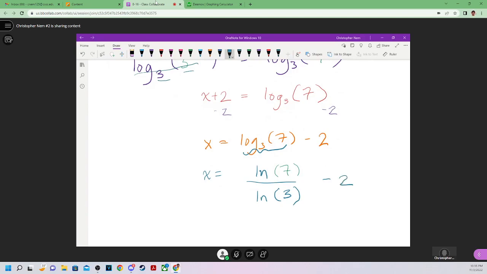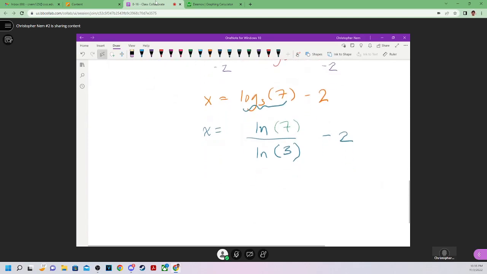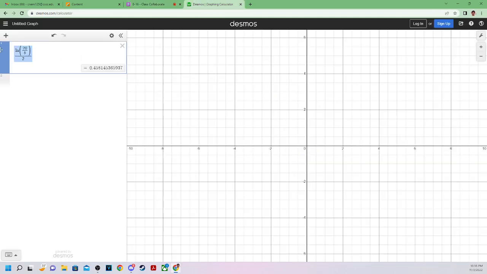Minus 2. Again, we can't subtract 2 from it. We have to actually calculate this guy first, then subtract 2. So x is going to be approximately equal to whatever that is, and we can actually verify that. ln of 7 divided by ln of 3 equals, or minus 2. I'm getting the entire thing and subtracting by 2. Be very careful when you do that.